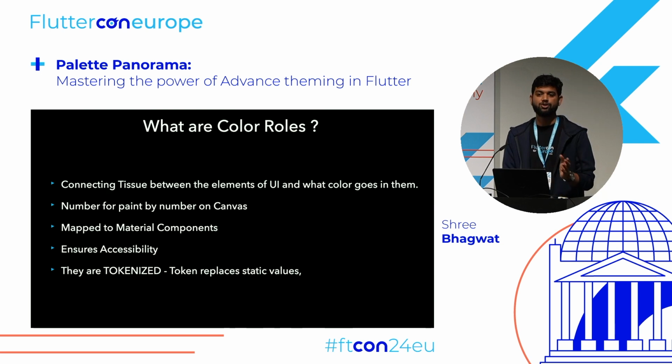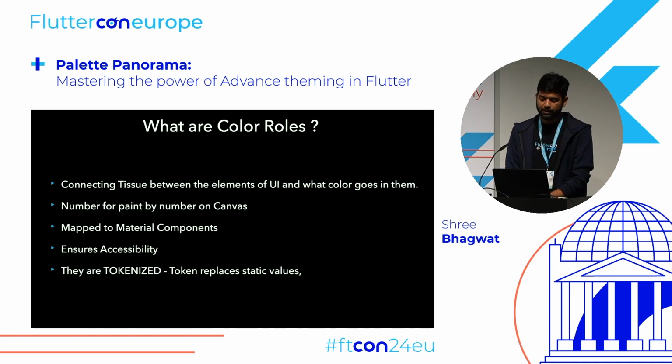So how each and every element is arranged on a canvas, according to that number, the color will be assigned to that element or that widget. Okay. And it is mapped as per the material components that we have created. So let's say app bar is, for example, number 1, and then we have a card which is number 2, then the color rule will assign number 1 color to the app bar and number 2 color to the card widget that we have created. Okay, and it ensures accessibility. Material 3 is focused a lot on accessibility and animations over here, and they are tokenized.